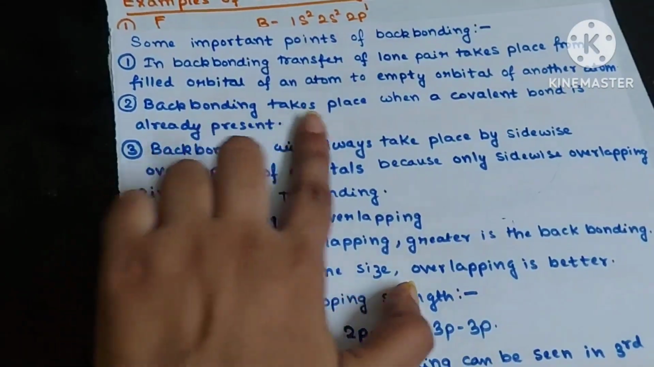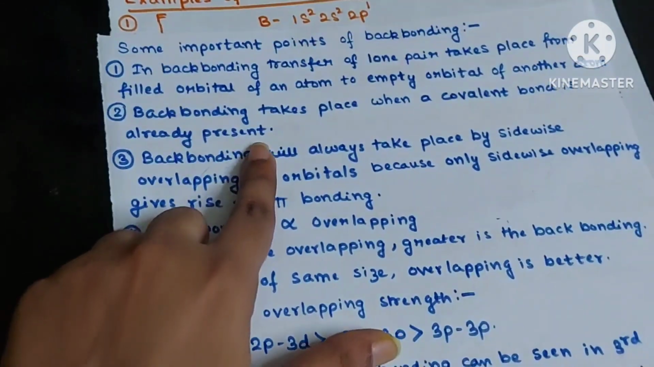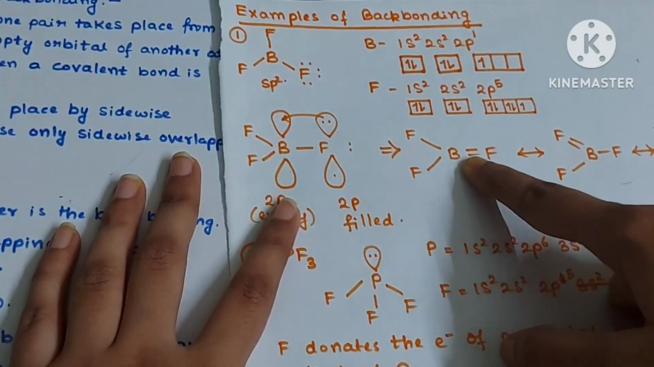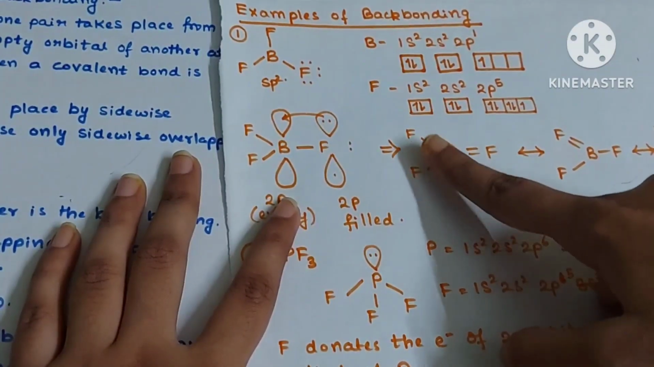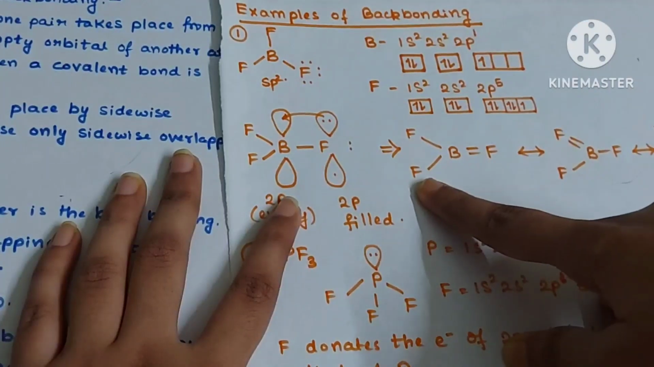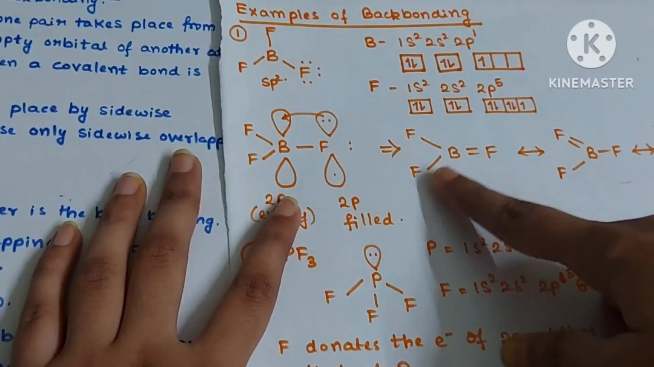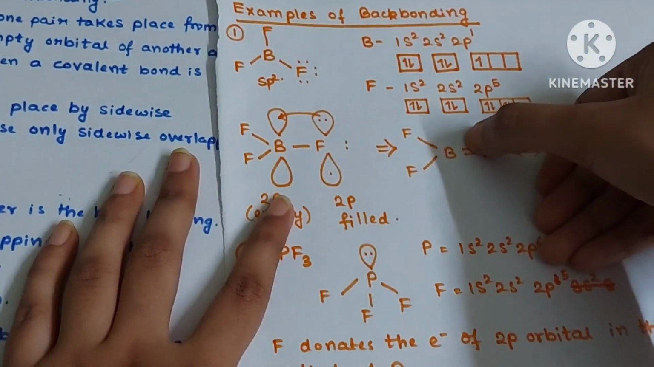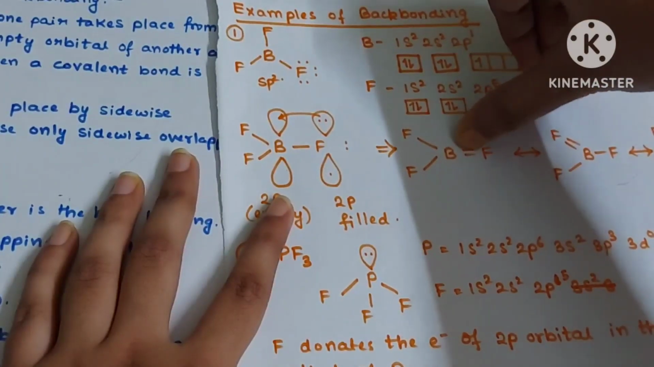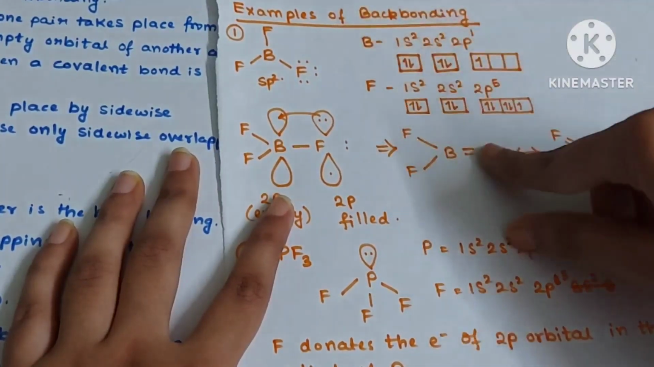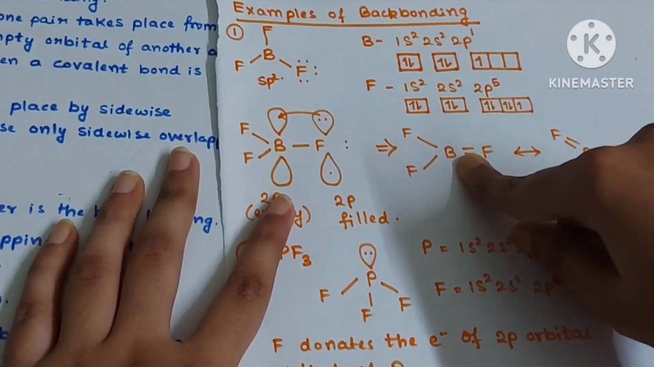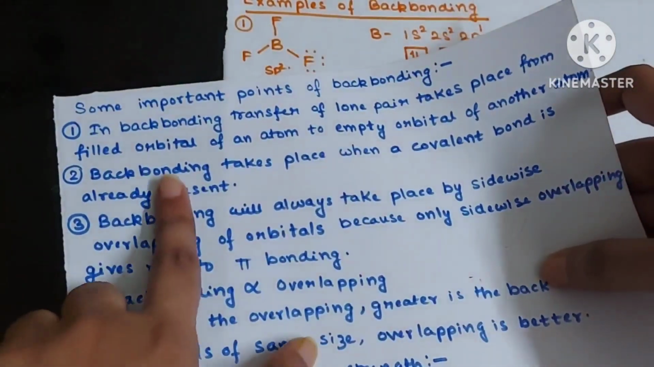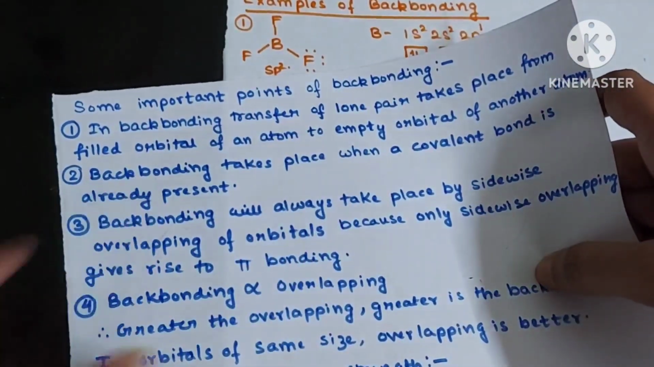And the second point is back bonding takes place when a covalent bond is already present. So see here, covalent bond is already present. This is also a covalent sigma bond. Boron and fluorine both are non-metal, so these are covalent sigma bonds. And here the back bond is forming a pi bond above the sigma bond. This one is the pi bond formed by back bonding, and the down one is the sigma bond that was already present, which we have read in the second point.